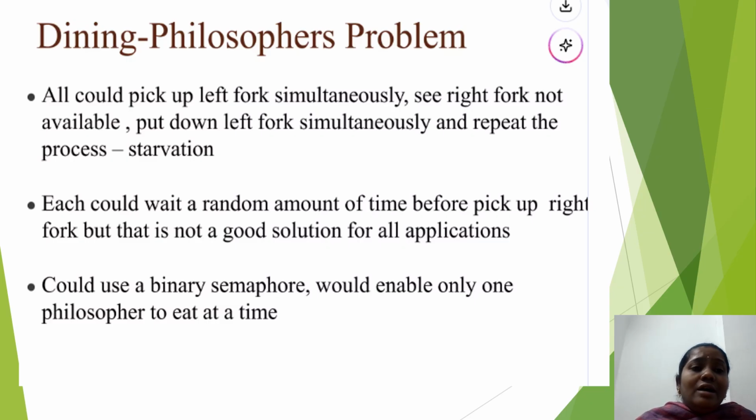If we have two philosophers where only one philosopher eats at a time, that can be used to avoid starvation. Starvation will result in the dining philosophers problem, because whenever we put down the left fork simultaneously, starvation can occur. Starvation is a condition where a random amount of time passes before picking up the right fork at the right time.